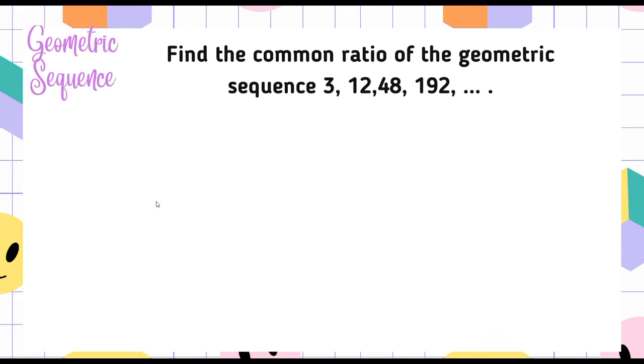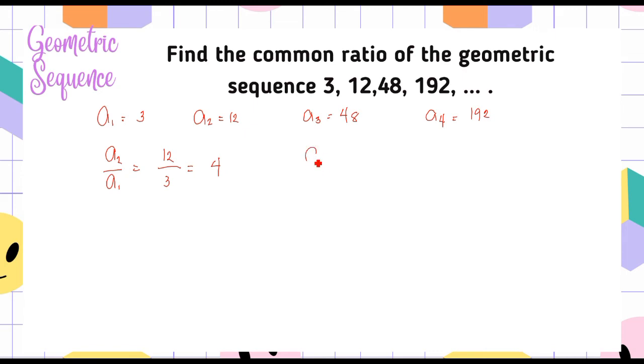Another example, let us find the common ratio of the geometric sequence 3, 12, 48, and 192. So, given again, a sub 1 is equal to 3, a sub 2 equals 12, a sub 3 equals 48, and a sub 4 equals 192. So, kukunin lang po natin yung r niya o yung common ratio. So, magiging a sub 2 is to a sub 1, at ang a sub 2 natin ay 12, ang a sub 1 natin ay 3. So, 12 is to 3, and that is equal to 4.